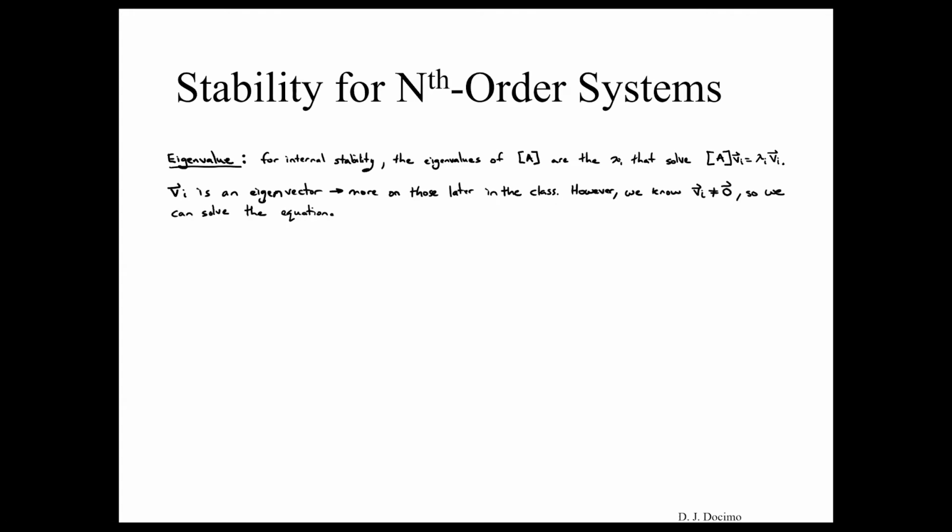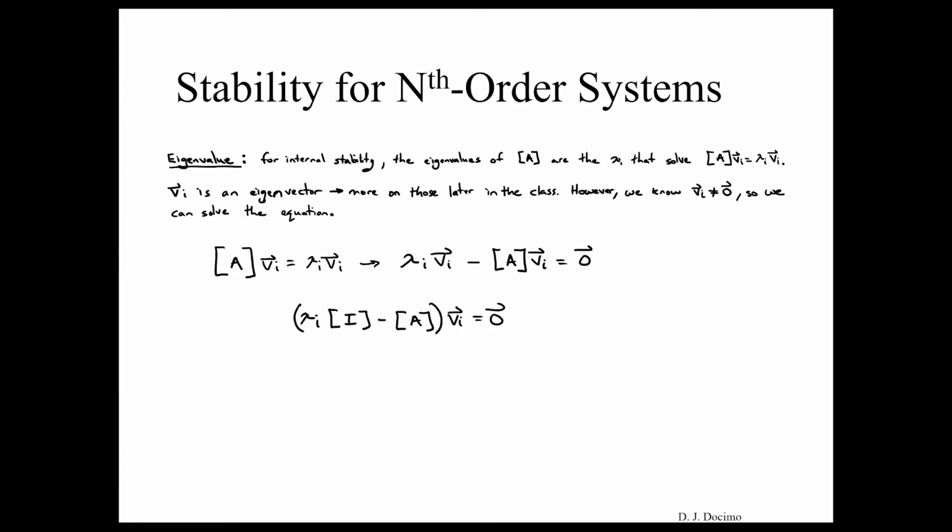However, for now, we're going to say that our eigenvectors cannot be equal to the zero vector, just so we can solve this equation. So we start out with that equation there. We're going to move everything to one side, on the left-hand side, and group the eigenvectors together. So we end up with lambda I times our identity matrix minus our A matrix, all of that times our V vector, and that's equal to 0.